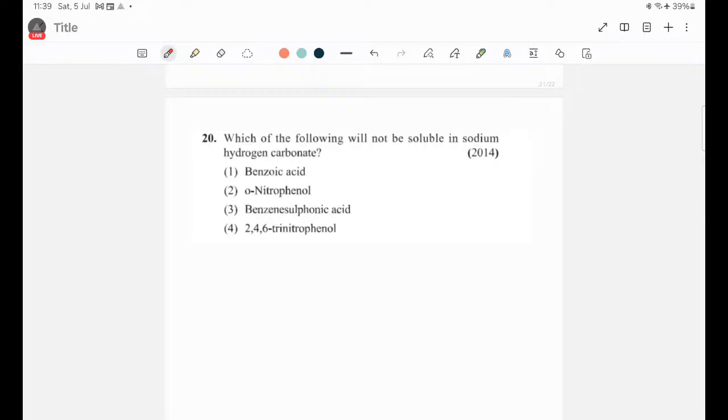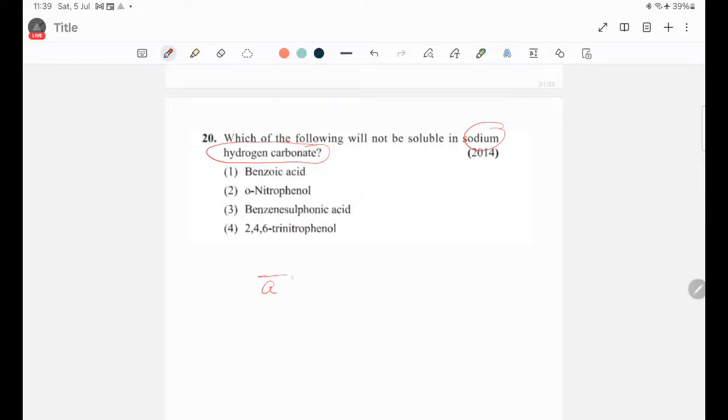In the last class we covered this portion: when a particular acid reacts with sodium hydrogen carbonate, what is happening? Someone is telling that option 2 will be correct. So I am going through the mechanistic concept now.